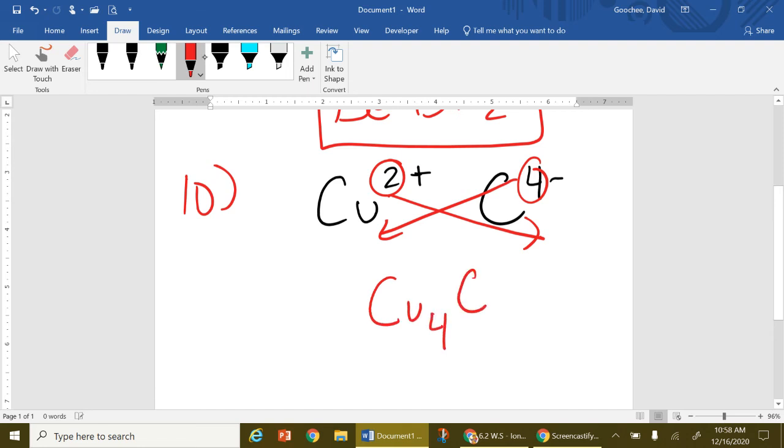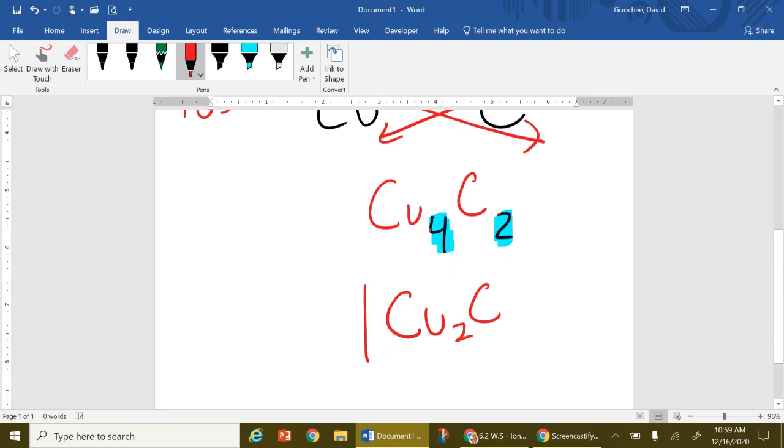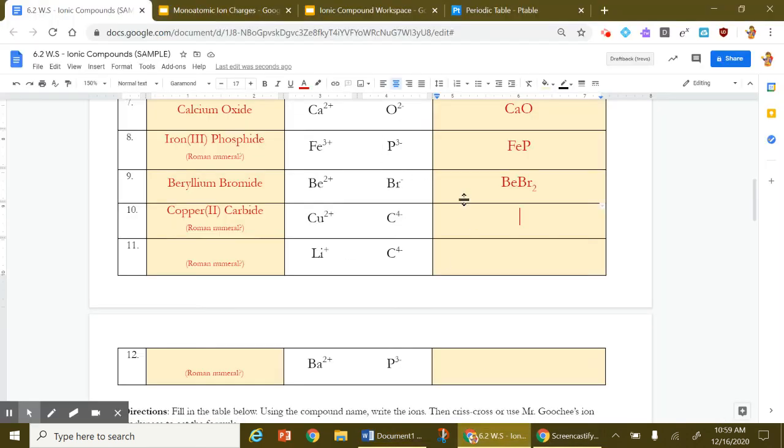So Cu4C2. Now this is almost right. Almost. You have to remember that you need to reduce these numbers. If they can be divided by the same thing, then you do so. These can both be divided by 2. So we get Cu2C. We are looking for the lowest ratio formula here. Cu4C2 is not the lowest ratio. The lowest ratio is Cu2C, copper 2 carbide. Let's put that in the answer. Cu2C. Very good. Format, text, subscript.